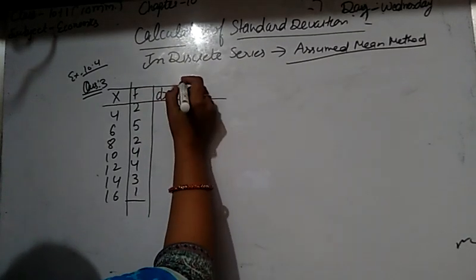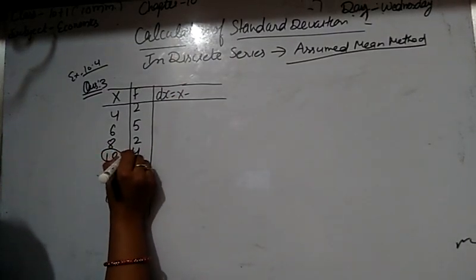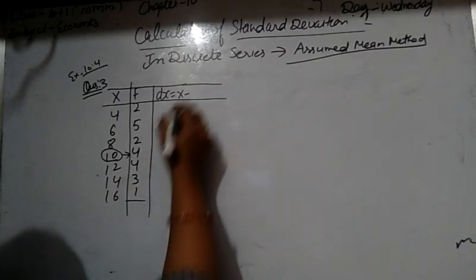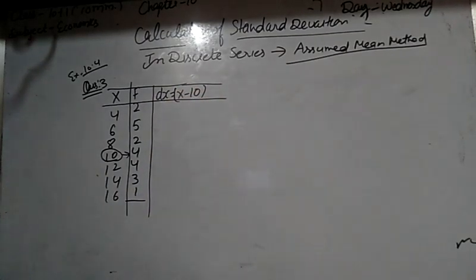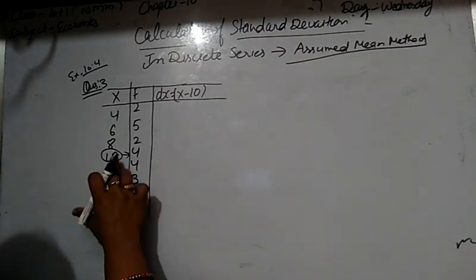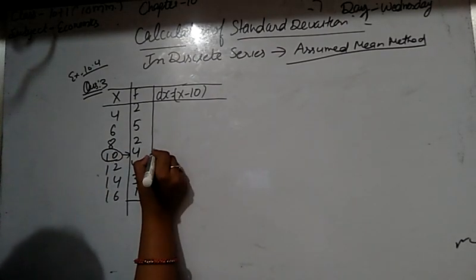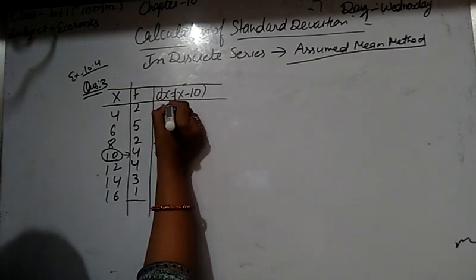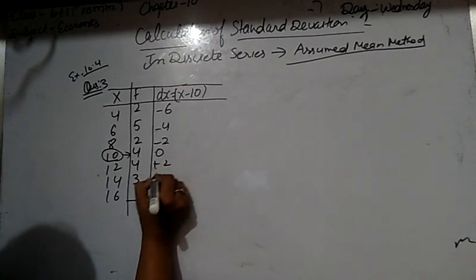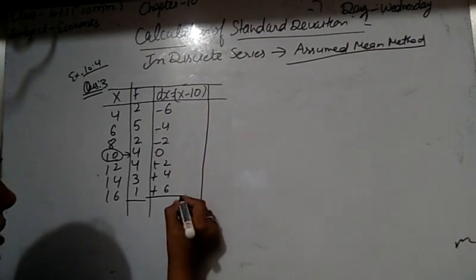So dx is equal to x minus assumed mean. I am assuming the assumed mean as 10 here. Okay students, so deduct the values of x from the assumed mean. So 0, minus 2, minus 4, minus 6, 2, 4, 6.